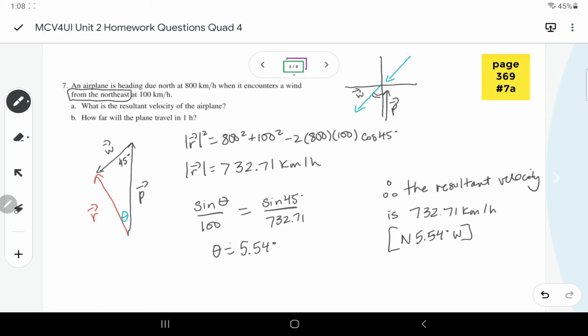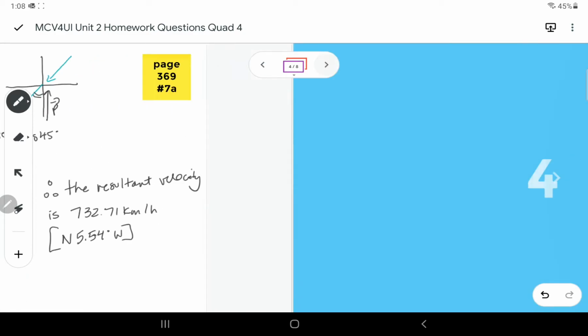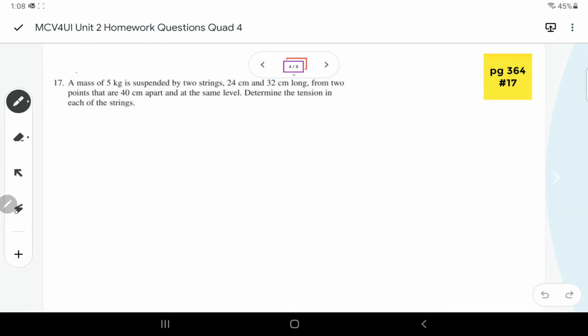Part B says, how far will the plane travel in 1 hour? Well, we have the velocity in kilometers per hour, so just that 732 will be how far it goes. Okay, I'm just going to switch over. Any questions here? Okay, guess not.